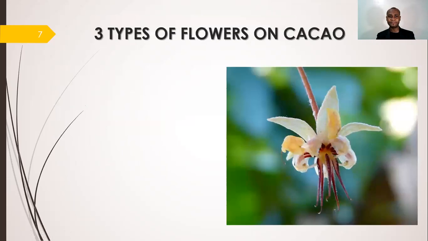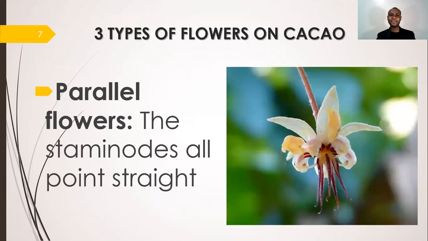Now the second type of flower is called the parallel flowers. Over here, the staminals all point straight. They are not like the convergent. They are straight, so they are called parallel. In here, fertilization is not as difficult compared to the convergent.